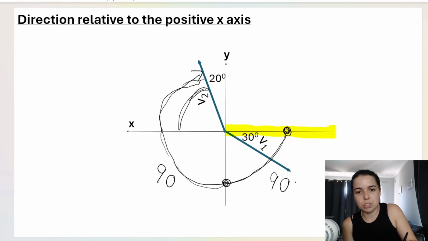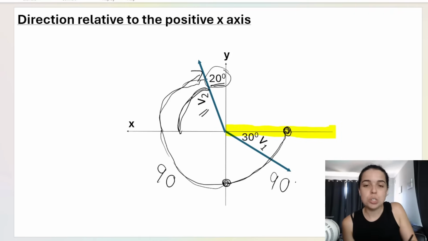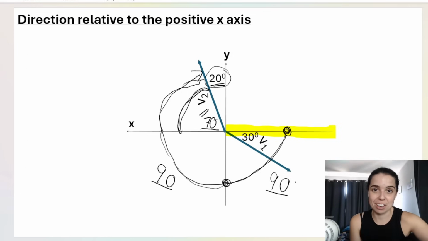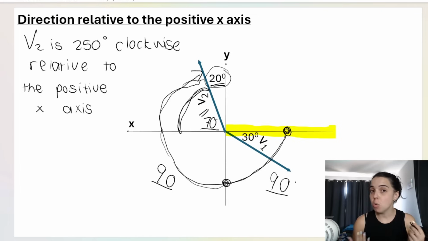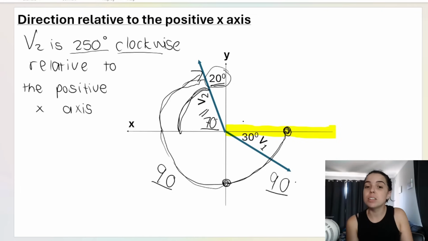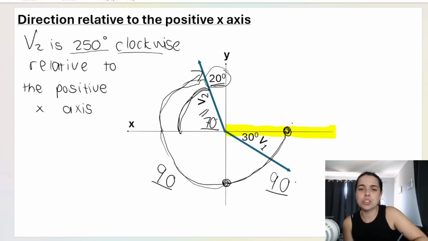So how much is this little piece over here? Well, if this is 20, remember, this one and this one must add up to 90. So if this is 20, this one over here must be 70. So in total, you go 90 plus 90 plus 70, and that will be your bearing. So if you do clockwise, V2 will be 250 degrees clockwise relative to the positive x-axis. But what if you decided, ma'am, why would you go all the way around? Why would you go clockwise if you can just go like this?